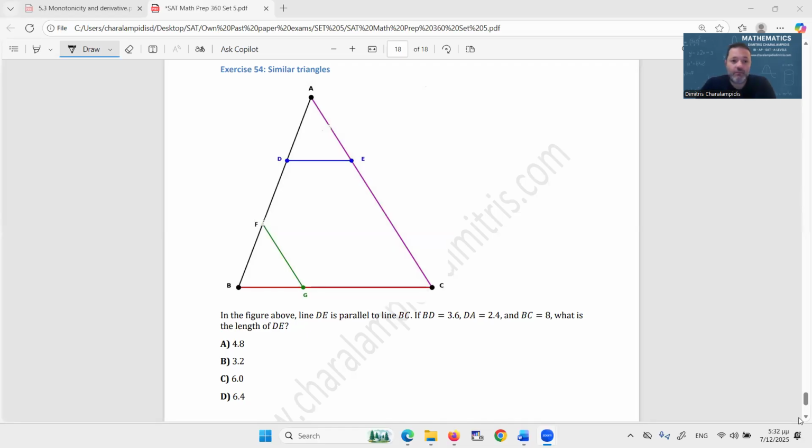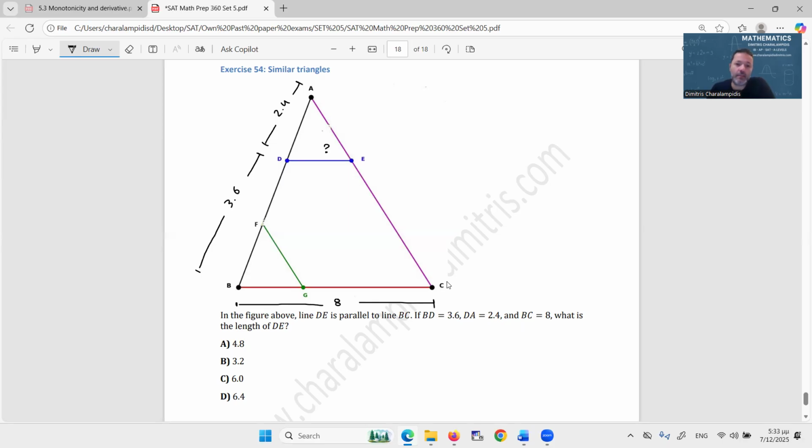Exercise 54. In the figure above, line DE is parallel to BC. BD is 3.6. DA is 2.4. BC is 8. What is the length of DE?